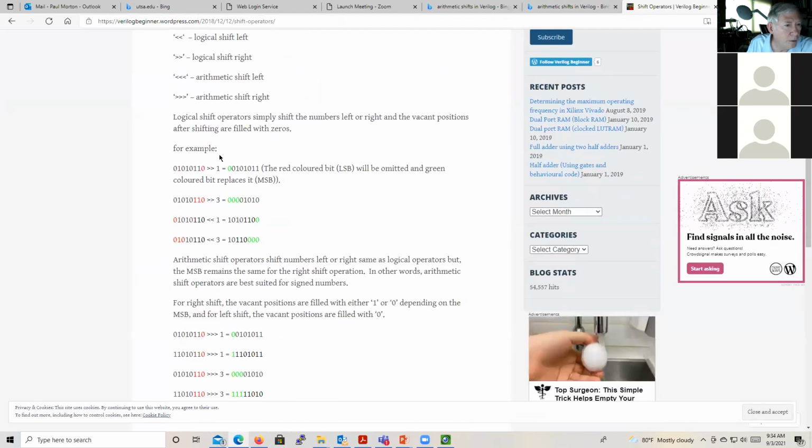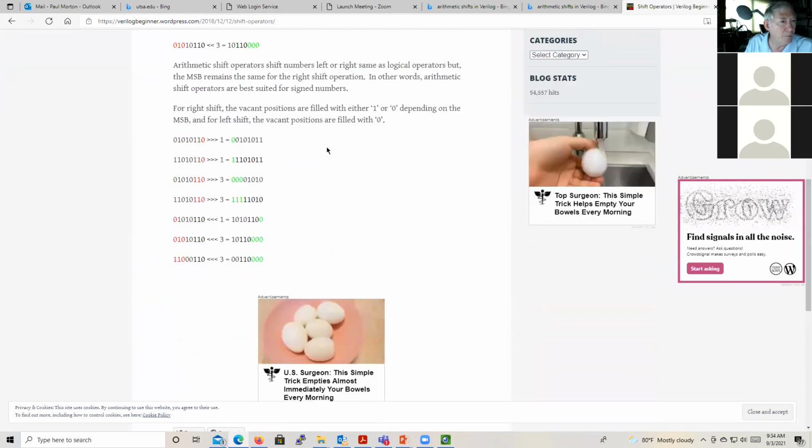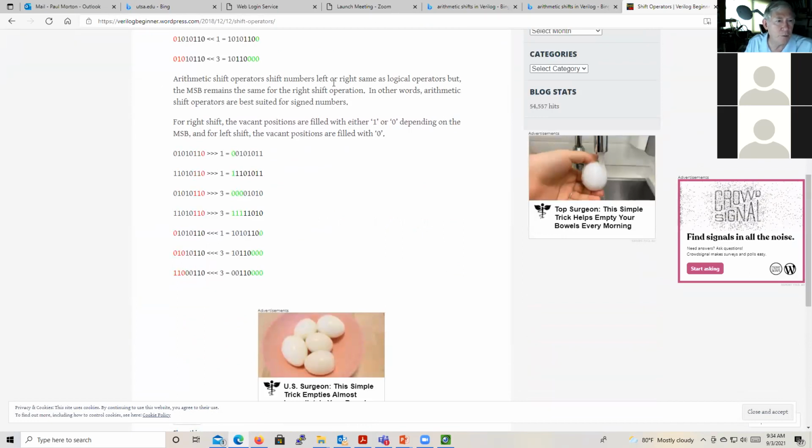Okay, so logical shift operators simply shift the numbers left or right in vacant positions. And after shifting, all vacant positions are filled with zeros. But arithmetic operators shift number left or right, same as logical, but the most significant bit remains the same for right shift. So it basically preserves the sign. So when you shift one, the 0 gets replicated. The 1 gets replicated. If you shift 3 times, you shift in 3 zeros. If you shift 3 times to the right, you shift in 3 ones. But shifting the other direction, you're shifting in zeros.